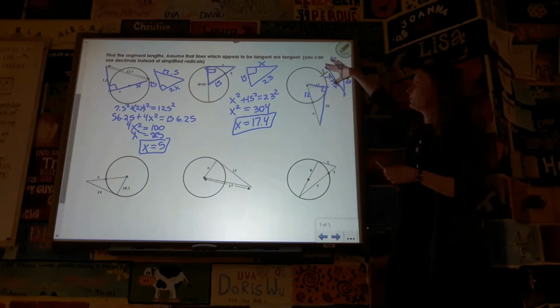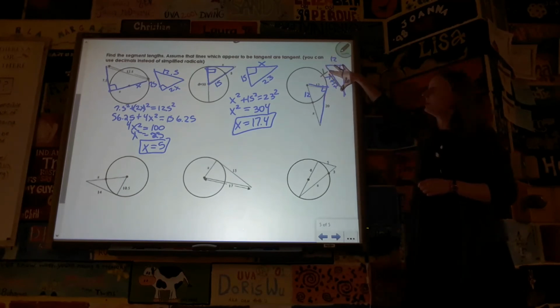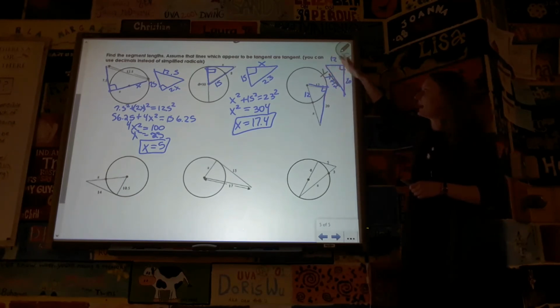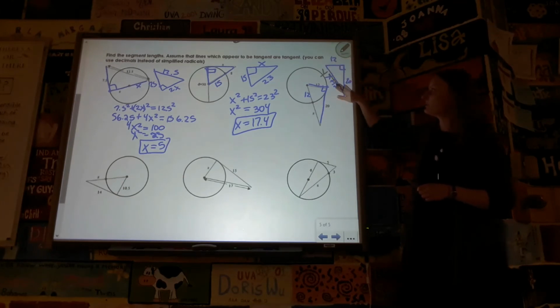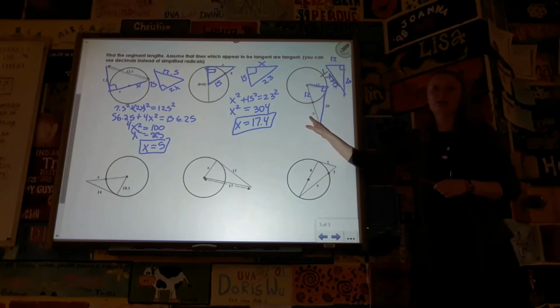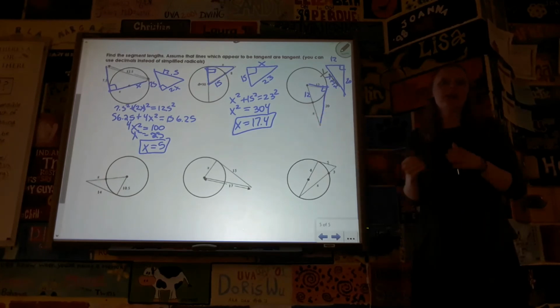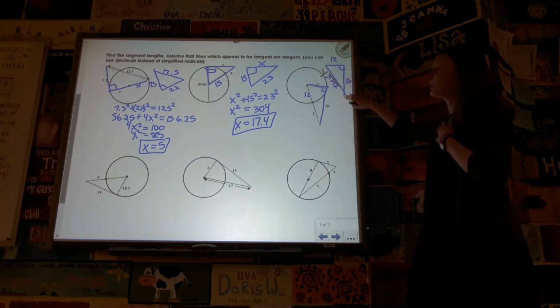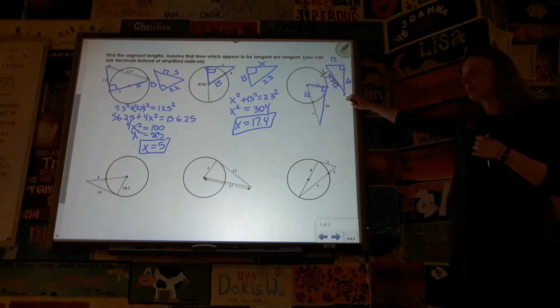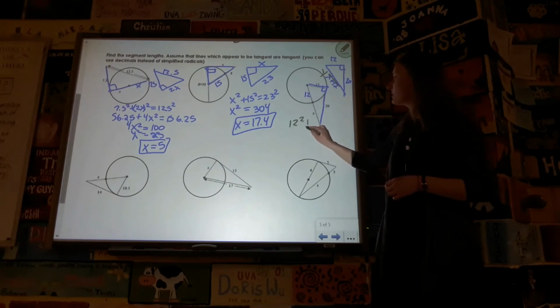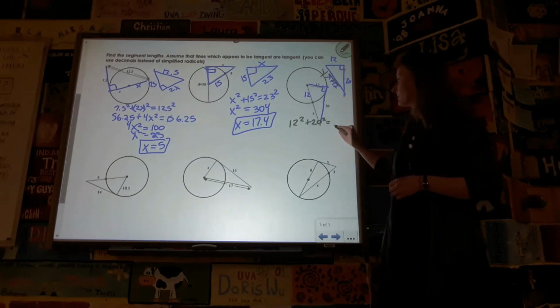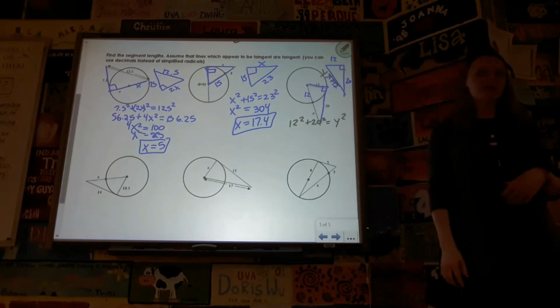Because that'll help us solve for x by using y. If I treat this as y and I find what the whole length is, once I know what y is, I can just subtract 12 to get x. If I can find the full length and then subtract the 12, that's how I get x. Okay? So I'm just going to find the full length all at once, and then use that to help me solve for x. So when I do the Pythagorean theorem, it's going to be 12 squared plus 20 squared equals y squared instead of x plus 12 squared.